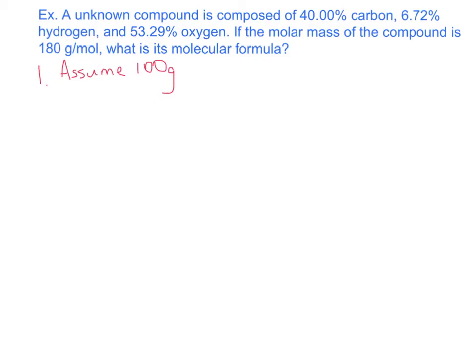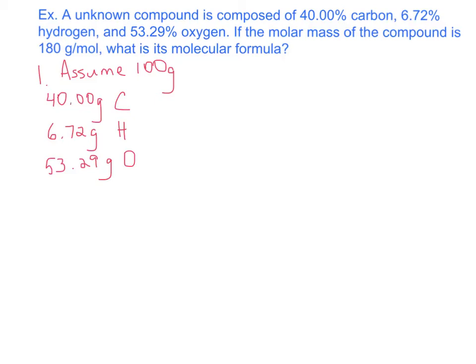If we have 40% carbon in this compound and we have 100 grams of this compound, then 40% of 100 is 40.00 grams of carbon. Now likewise, if we have 6.72% hydrogen, 6.72% of 100 is 6.72 grams of hydrogen. And likewise, we'll have 53.29 grams of oxygen.